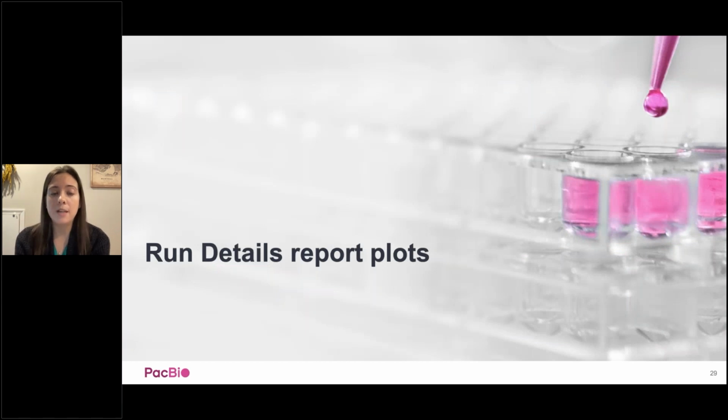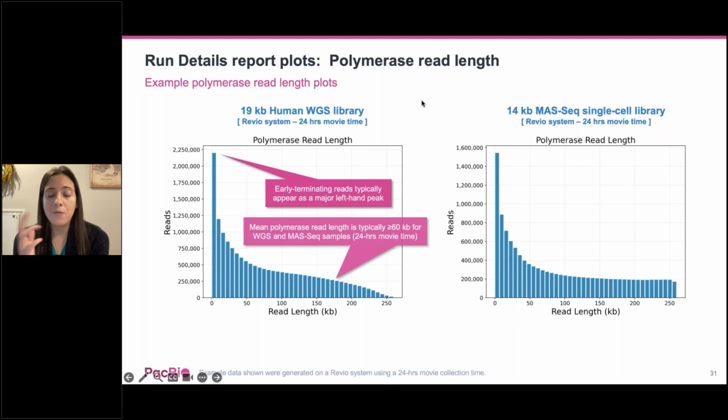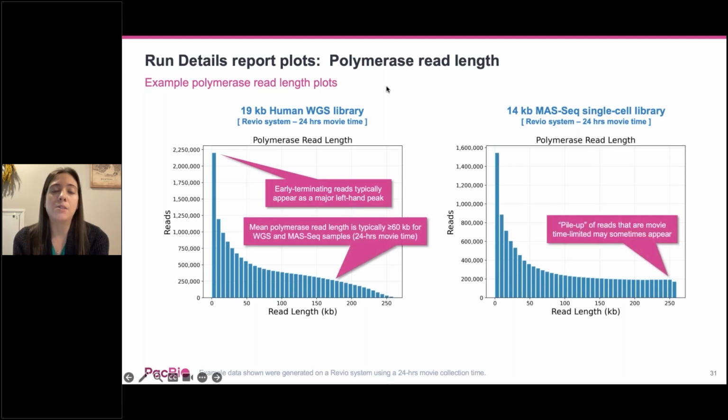Okay, so let's take a look at some of the report plots. One of the first plots that folks take a look at are the polymerase read length plots. On the left here, I'm showing you a 19 kb human whole genome library on the Revio, and on the right, a representative 14 kb MAS-seq single cell library. The first thing you'll notice is a high peak on the left-hand side.